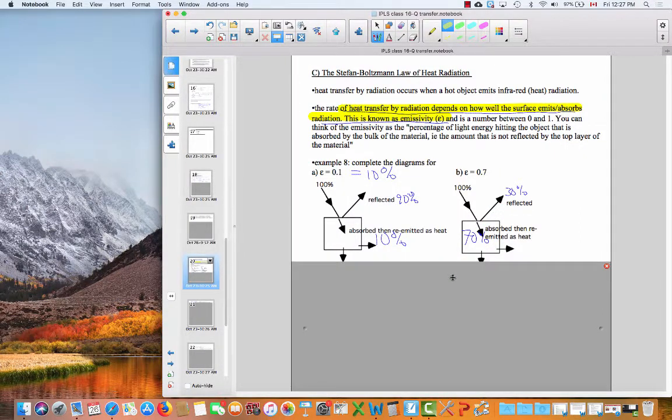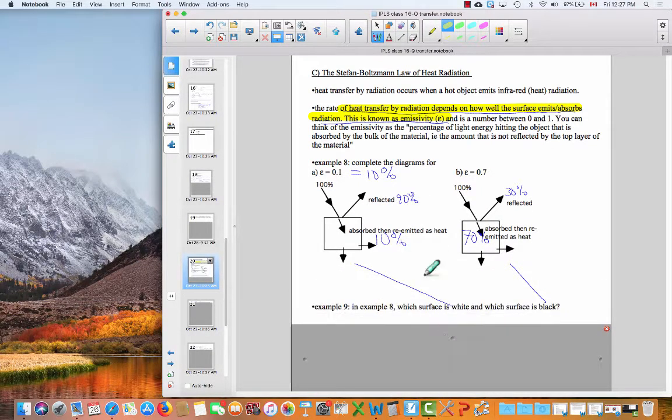Now, these two limits are characteristic. This 10% is characteristic of, say, a white reflective surface, and this 70% emissivity would be consistent with a darker surface, so that the actual surface treatment has a large impact on the emissivity, as does what the surface is made of.